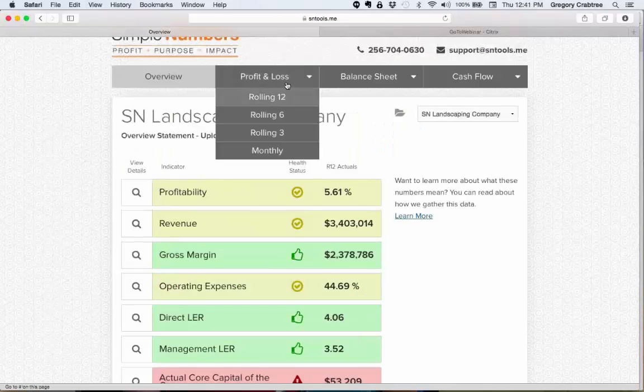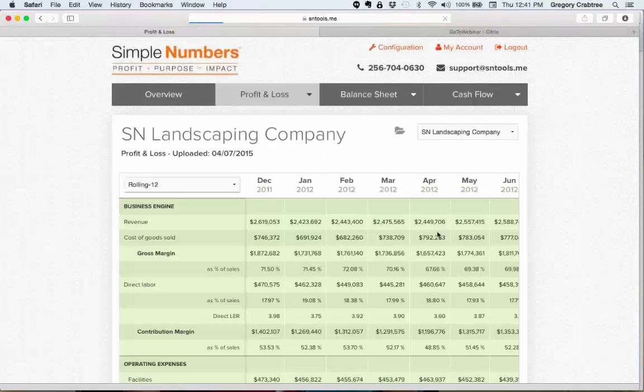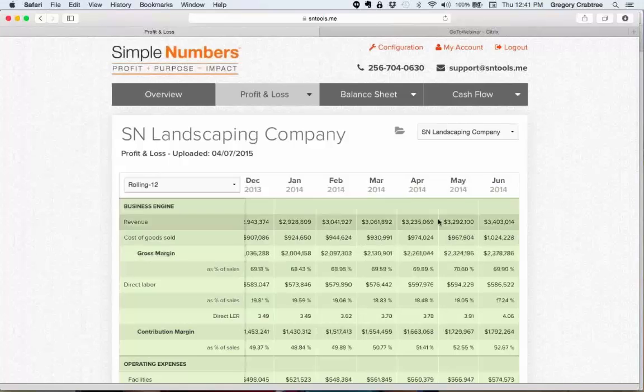If you click on the profit and loss tab, you can see you've got choices of looking at your data rolling 12, rolling 6, rolling 3, or monthly. Let's click on the rolling 12 tab, and you can scroll out to the end. This is all the data in the file. Each month represents 12 months of data. So this is the 12 months ended June of 2014. This is the 12 months ended May of 14.